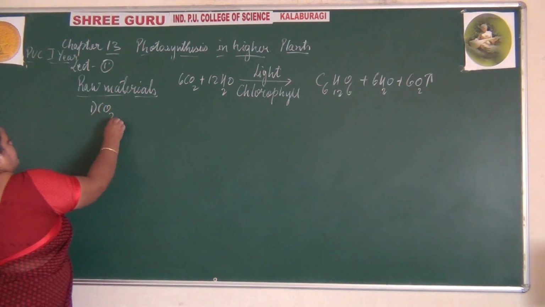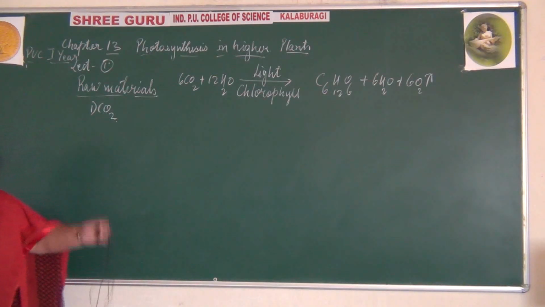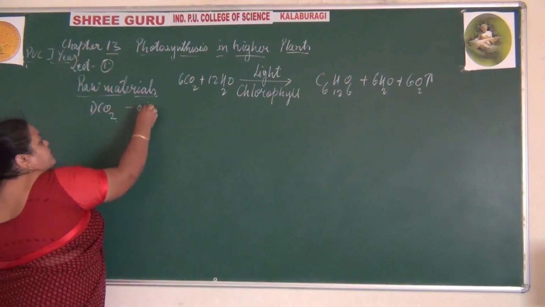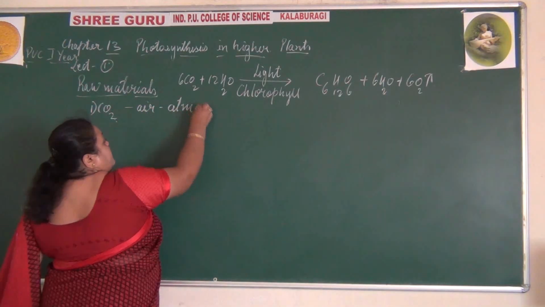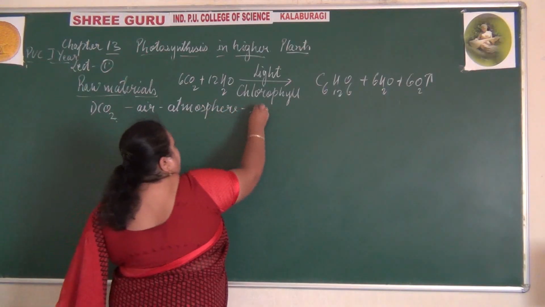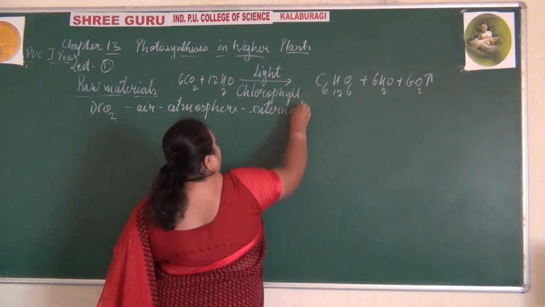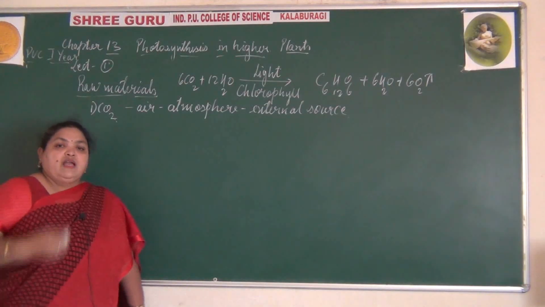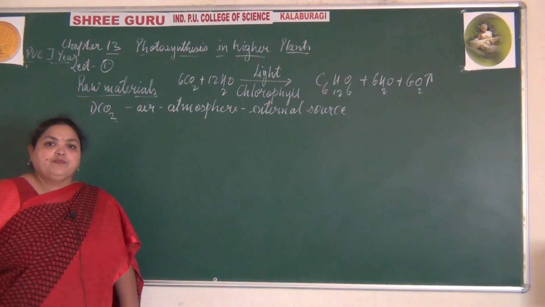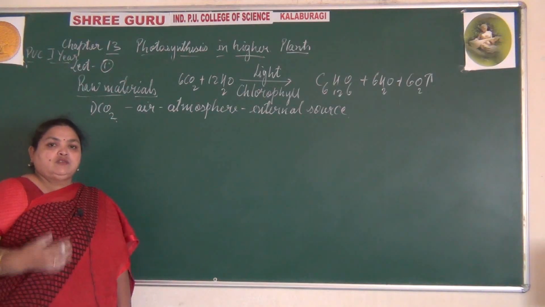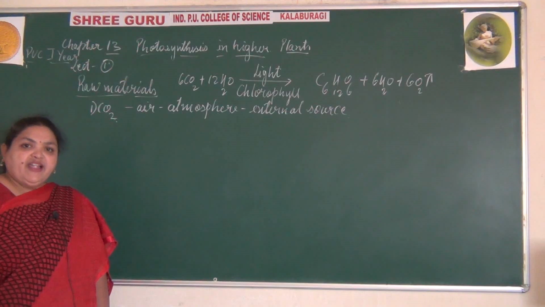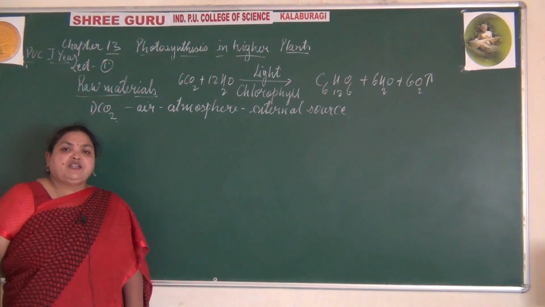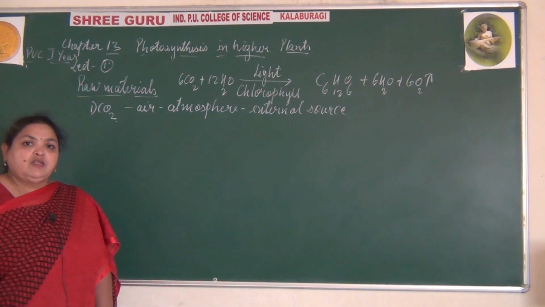The first component is carbon dioxide, and this carbon dioxide is present in the form of air in the atmosphere as an external source. Animals get oxygen through the atmosphere. We get oxygen through the air that is present in the atmosphere. Similarly, carbon dioxide in the form of air is present in the atmosphere as an external source.